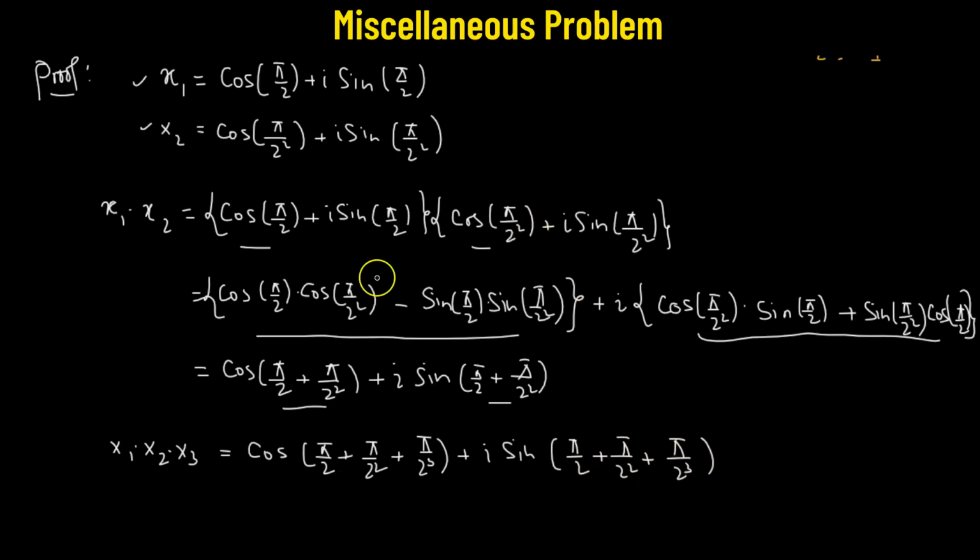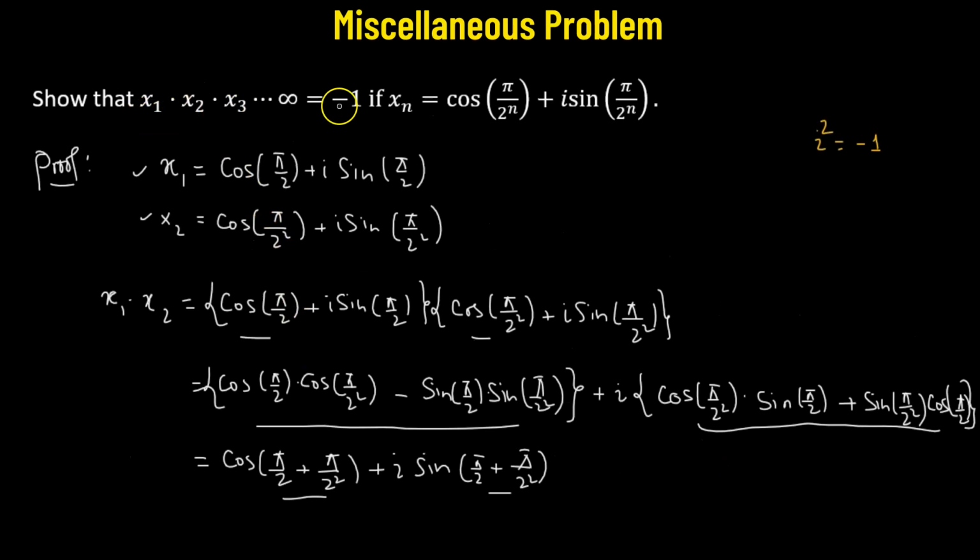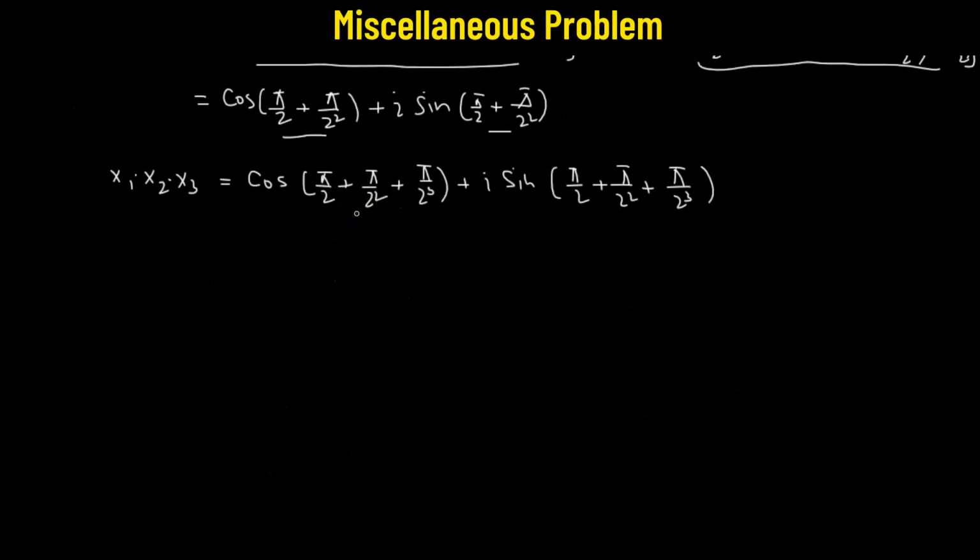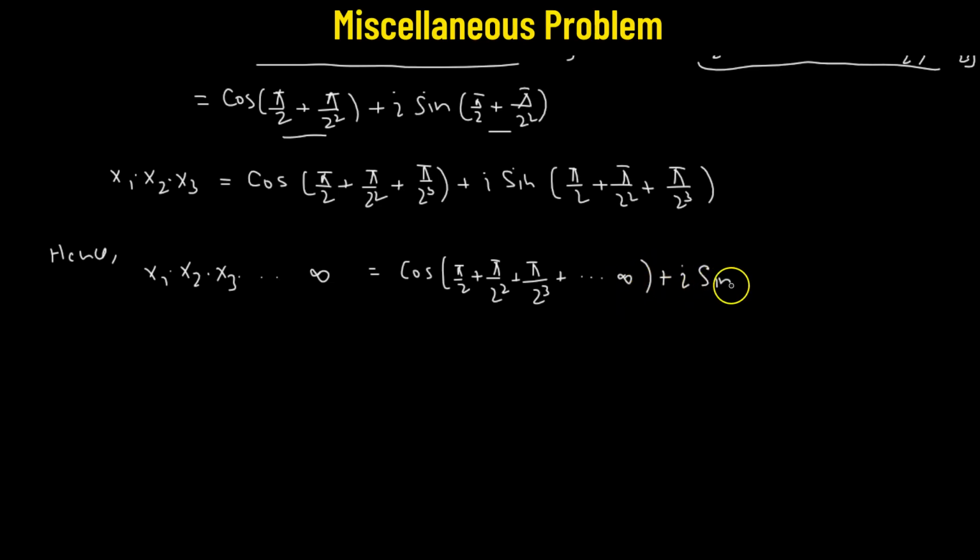Now in our problem, we have to take the product of x1, x2, x3, and this goes all the way up to infinity. So that means we can say that x1 multiplied to x2 multiplied to x3 multiplied to x4, x5, and this going all the way up to infinity, is going to give us cosine of pi over 2 plus (pi over 2) squared plus (pi over 2) cubed plus (pi over 2) to the power of 4, and this goes all the way up to infinity, plus iota times sine of pi over 2 plus (pi over 2) squared plus (pi over 2) cubed plus, and this also goes all the way up to infinity.